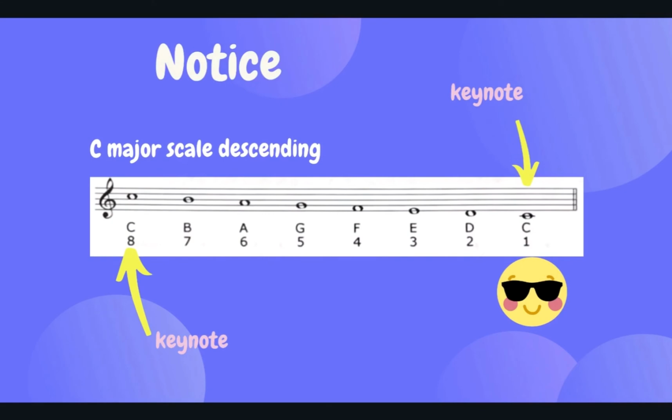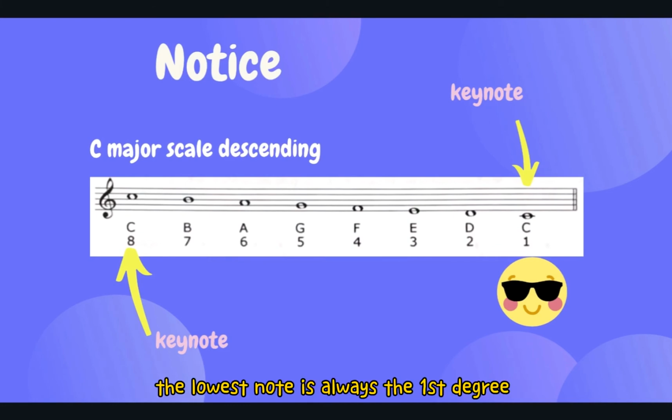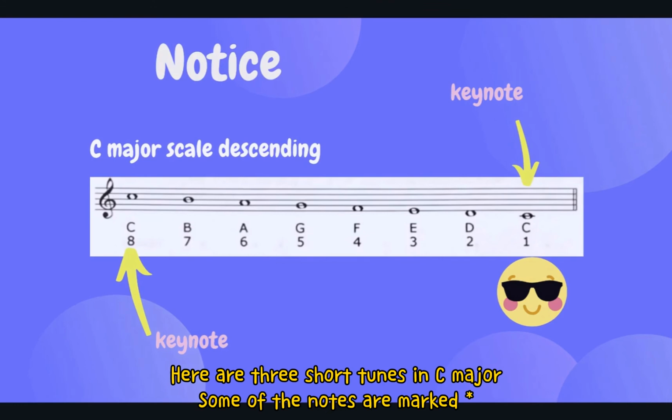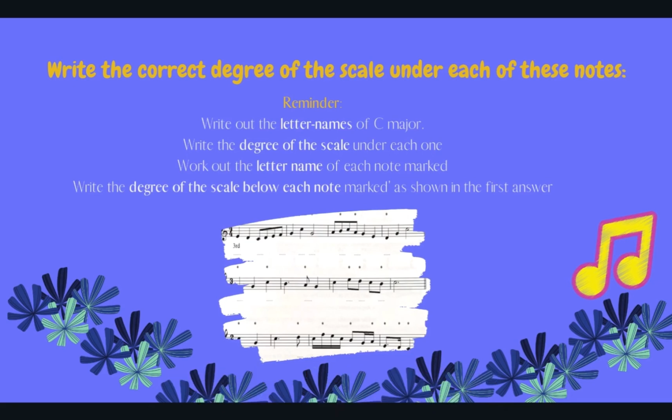Notice, the key note can be called the first or the 8th degree of the scale. Either is correct. When you are counting the degrees of a scale, the lowest note is always the first degree, and you count up from the lowest note. Here are 3 short tunes in C major. Some of the notes are marked. Before you begin, read the remainder first.